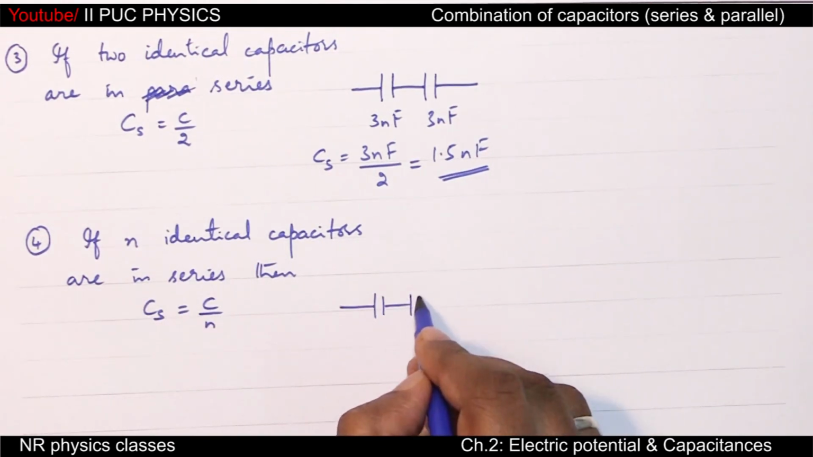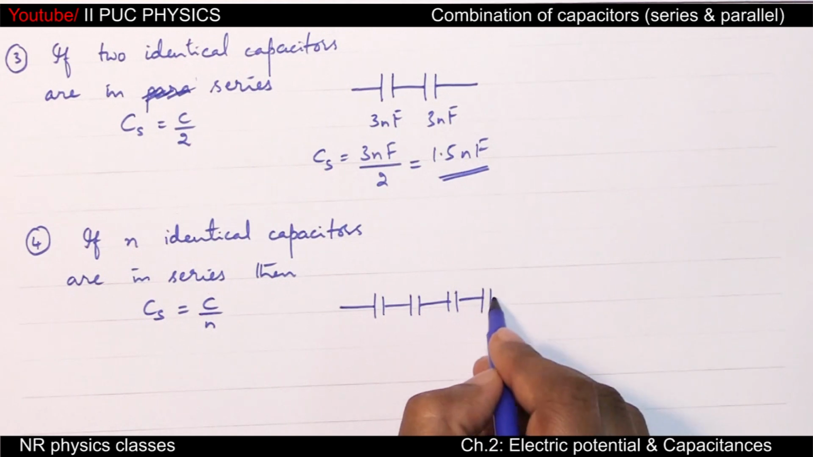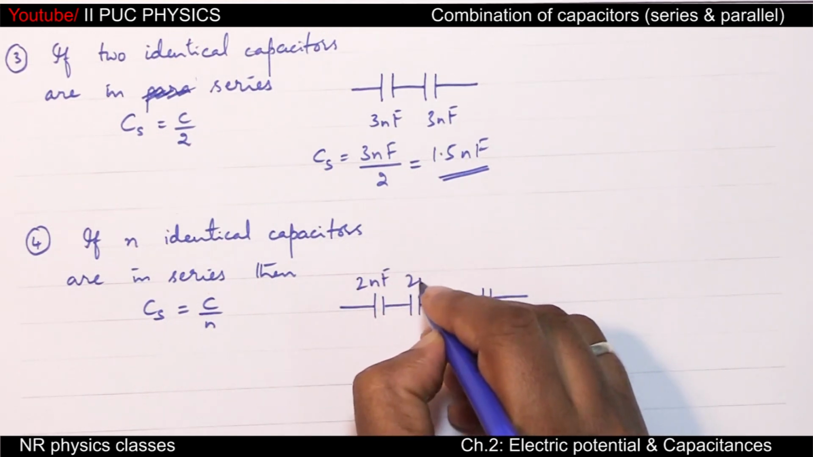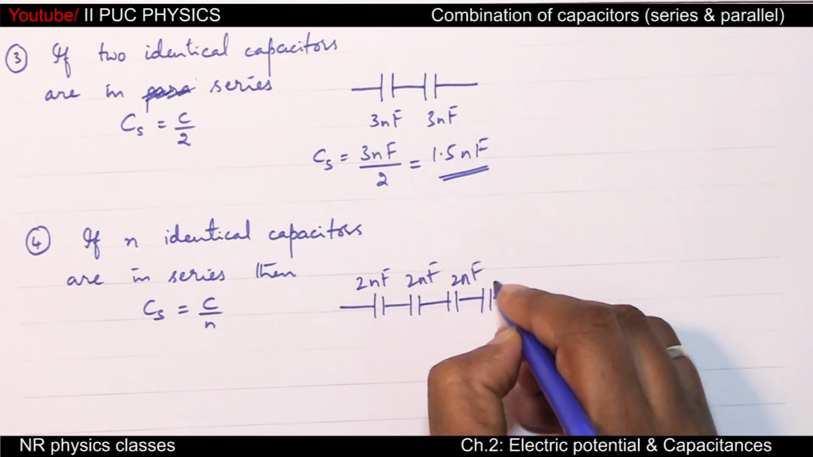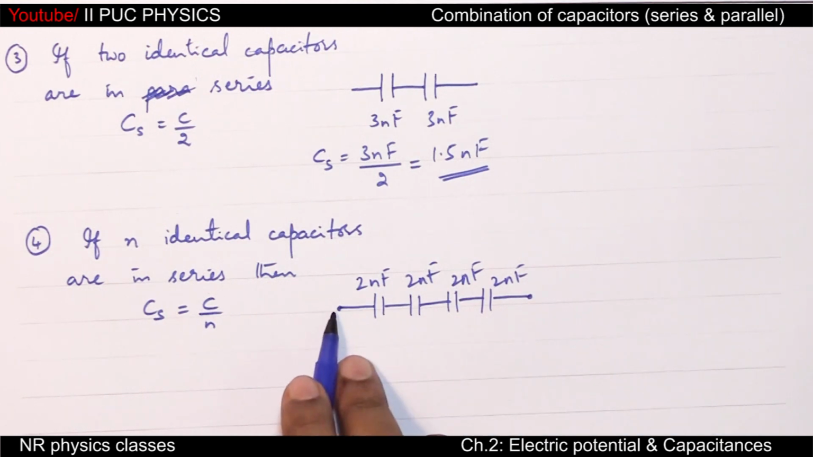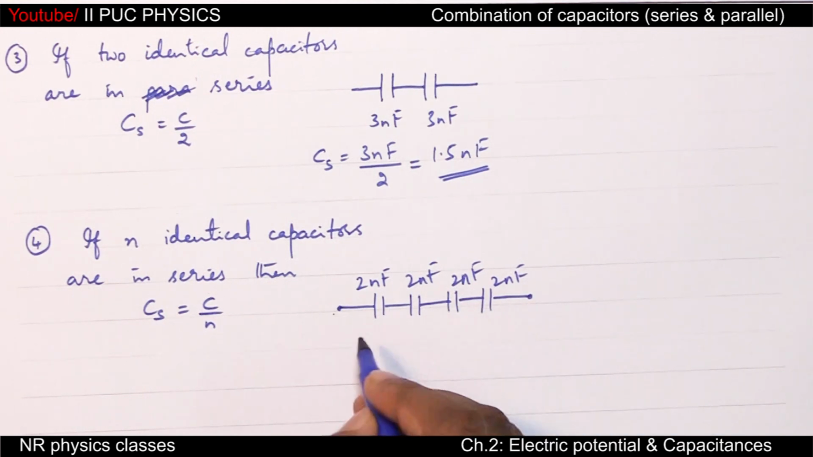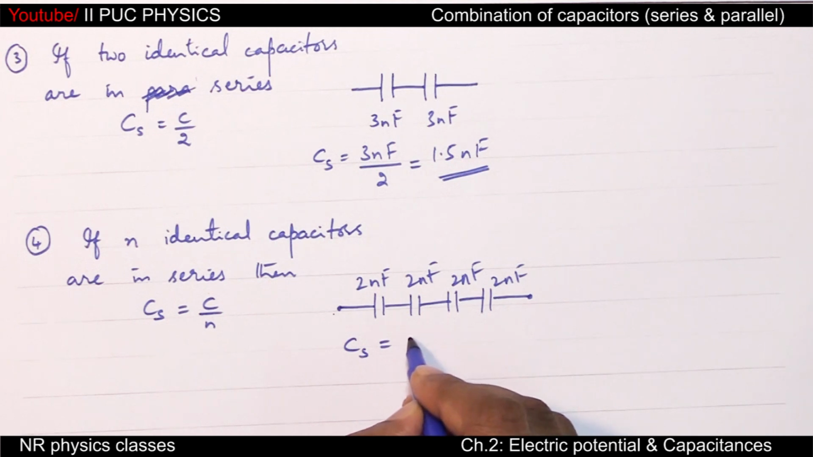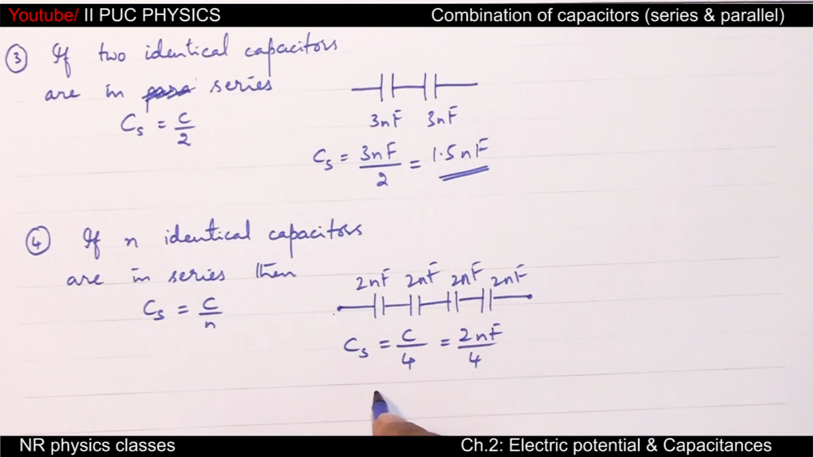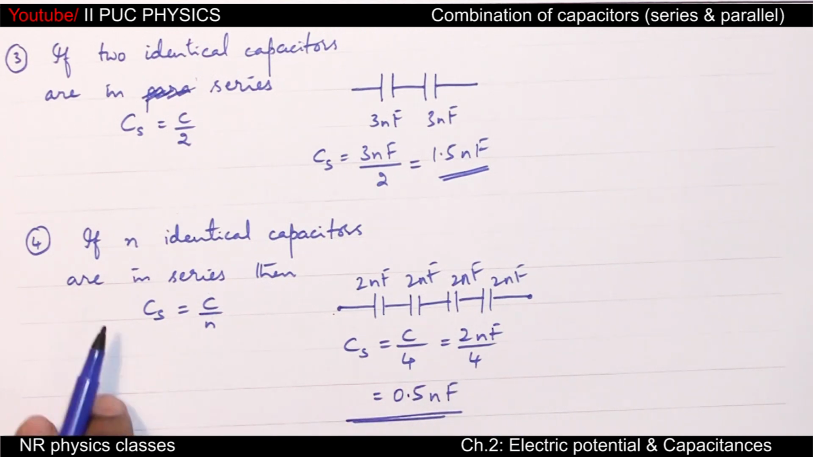First capacitor, second, third, fourth, this is 2 nanofarad, 2 nanofarad, 2 nanofarad and 2 nanofarad each. Then series equivalent of these 4 capacitors is CS equal to C by 4. C is 2 nanofarad by 4, equal to 2 by 4 is 0.5 nanofarad. So this is how you can use this formula.